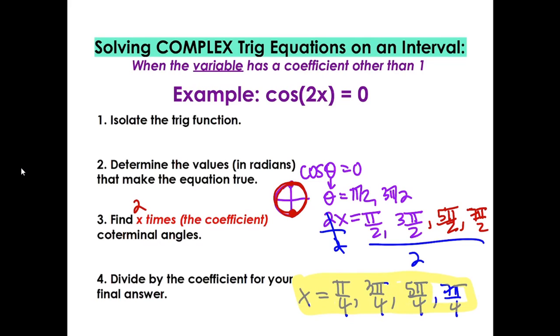So you have to add the coterminal angles for the same number of times as the coefficient. You just take your answer and keep adding 2 pi to each one to get a coterminal angle for that one. If it's 3x, you have to add it a couple times. With 4x, you want to add it 3 times, so you have 4 answers, etc. So let's do some more problems.